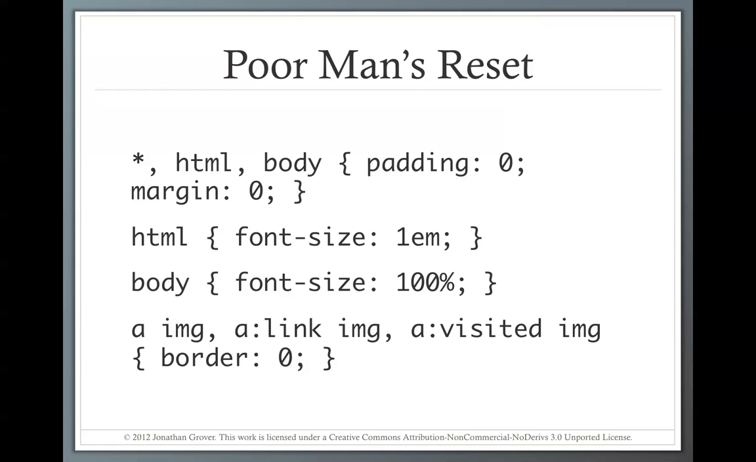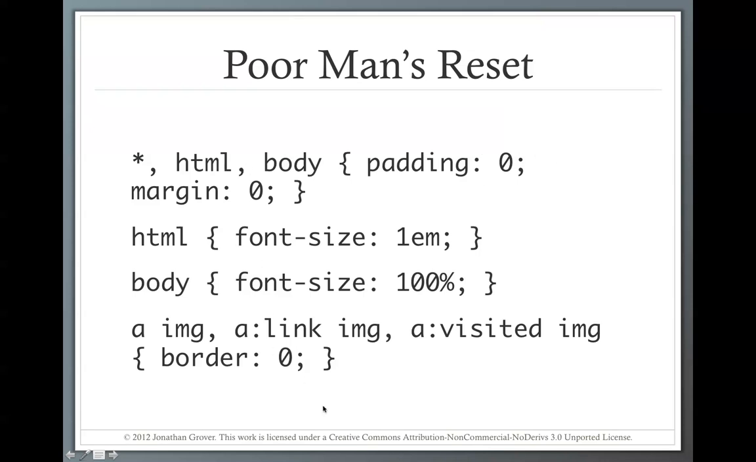We also set all the font sizes here in HTML and body to the regular default 100%, and this also takes all of the images that have links surrounding them and removes the border. Sometimes when you add a link to an image, it will get a little blue box around it, and when it's a visited link, it'll get a purple border around it, and this will prevent that by removing the border from all of the images that are surrounded by the A tags there.